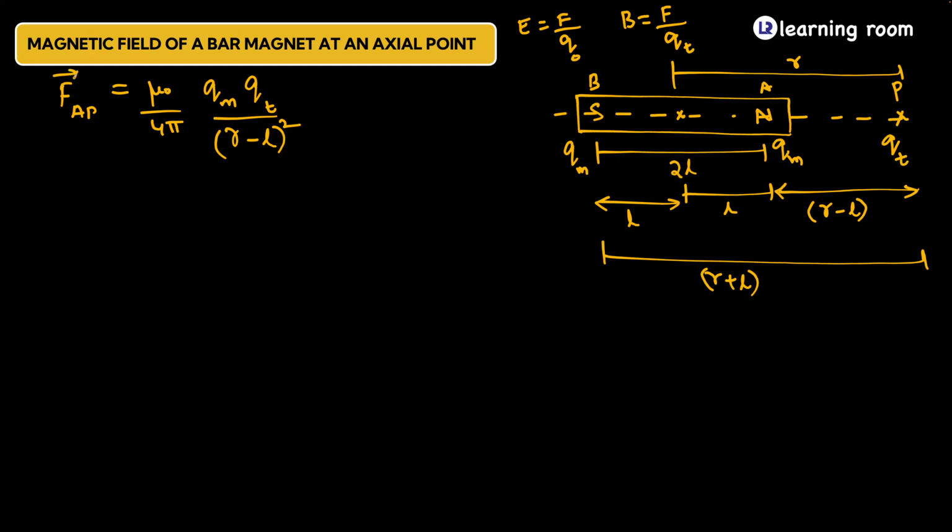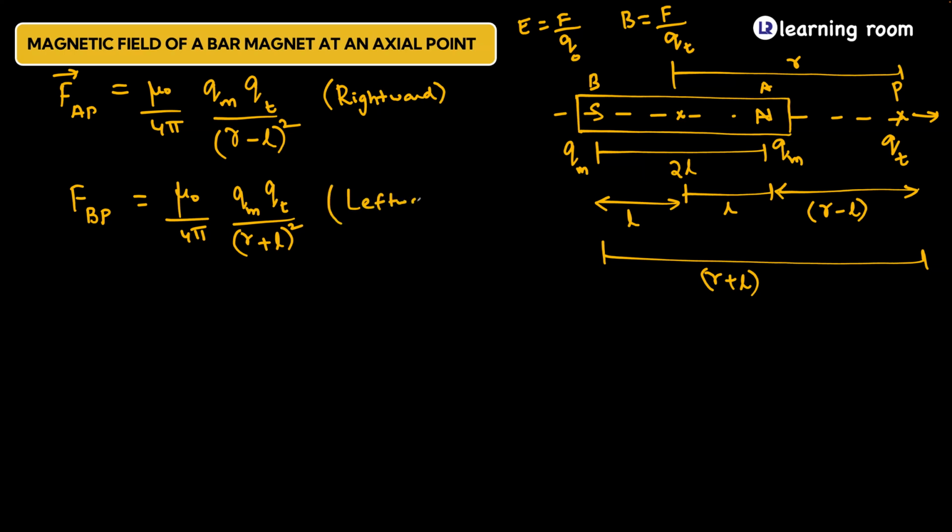Since this is going to be positive, north pole will repel it. It is away from it, right? It is in the rightward direction. Similarly, what is the force that is going to exist between the points B and P? It will be mu naught by 4 pi into Qm into the Q test pole strength, divided by (R plus L) the whole square. So it is in which direction? It will be in the leftward direction because this will get attracted to the south pole.